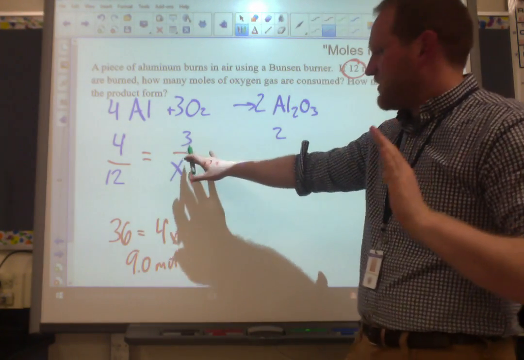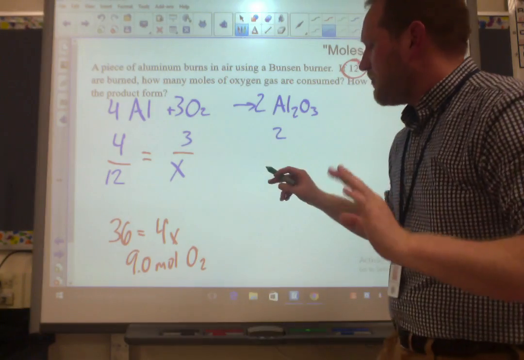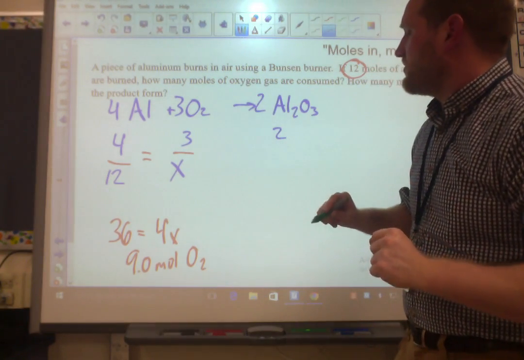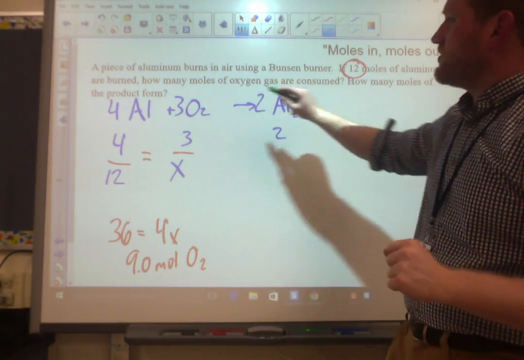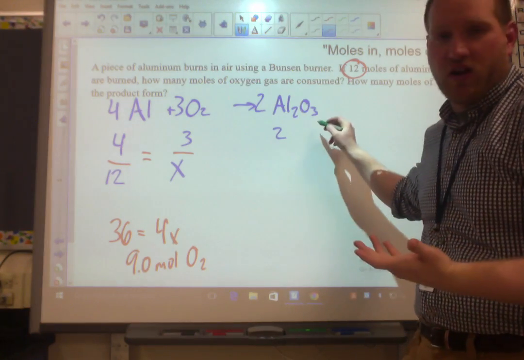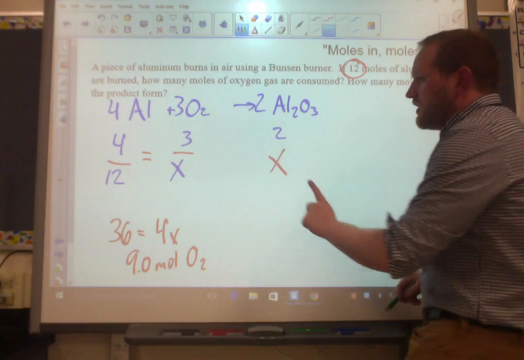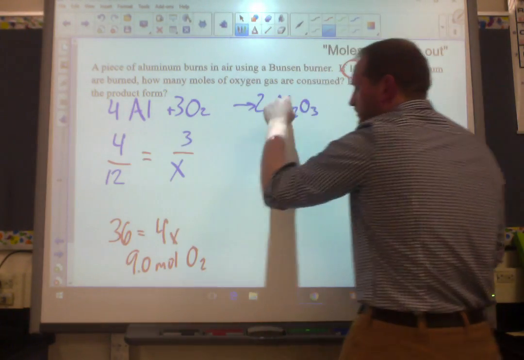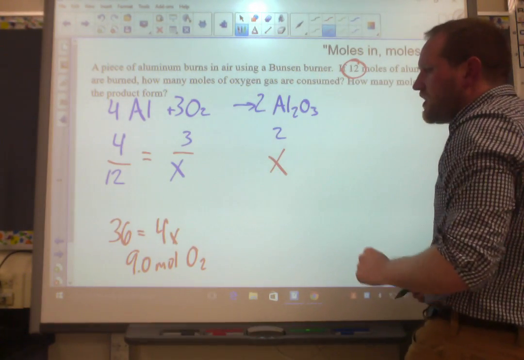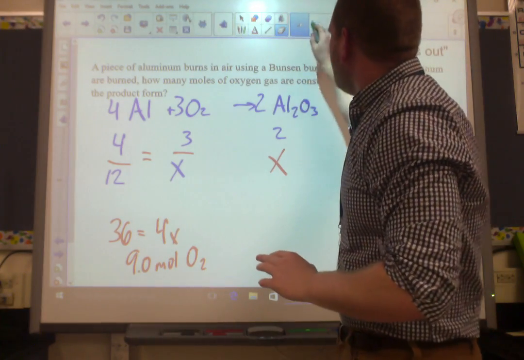And again, this isn't the best way to think of it here, but I'll go through the next step. Next one should be a little easier to see. So here it says how many moles of the product form. Well, there's only one product, so we're looking for how many moles of this form. So here's X. Well, again, if we're putting 12 moles in, we want to see how many moles we get out. So you could set it up just like before.